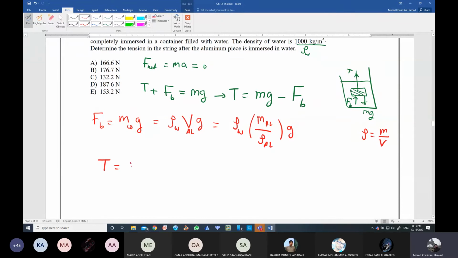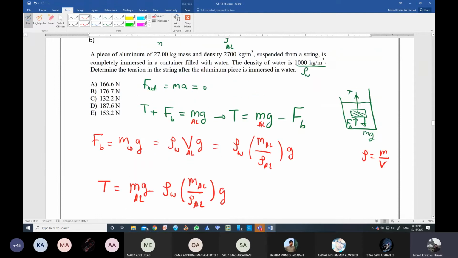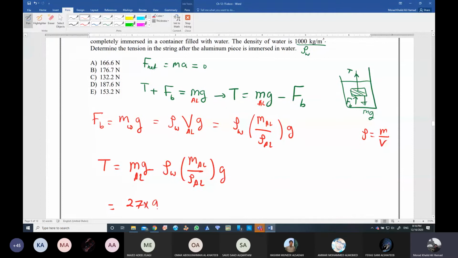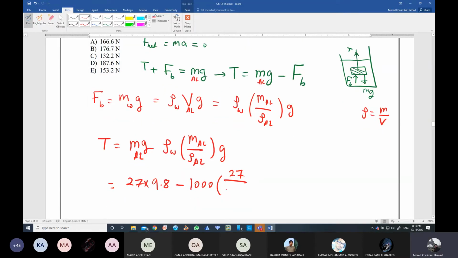Okay. So instead of the buoyant force, we will substitute this amount. So the tension will equal the m of aluminum, this is for aluminum, times g minus rho of water times mass of aluminum divided by rho of aluminum times g. Just substitute what we have. We have mass of aluminum is 27 kilogram times 9.8 minus rho of water, which is 1000, times the mass of aluminum, 27, divided by 2700, times 9.8. If you calculate this one, you will get exactly 166.6 Newton, which is the needed answer.